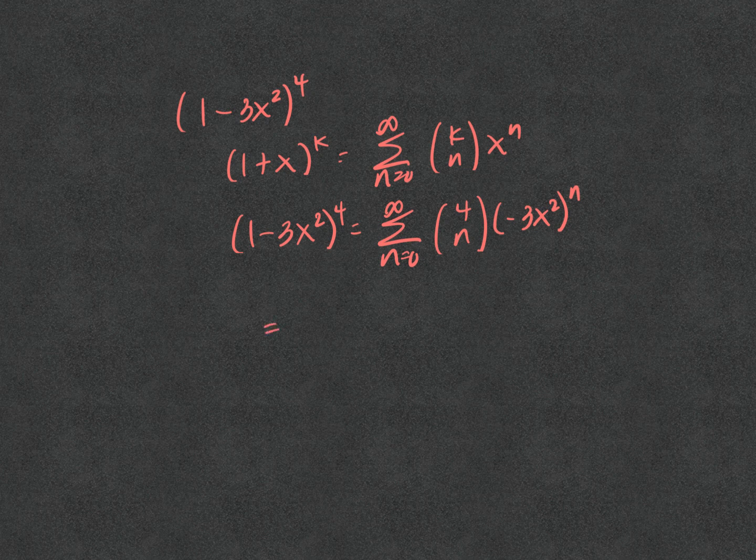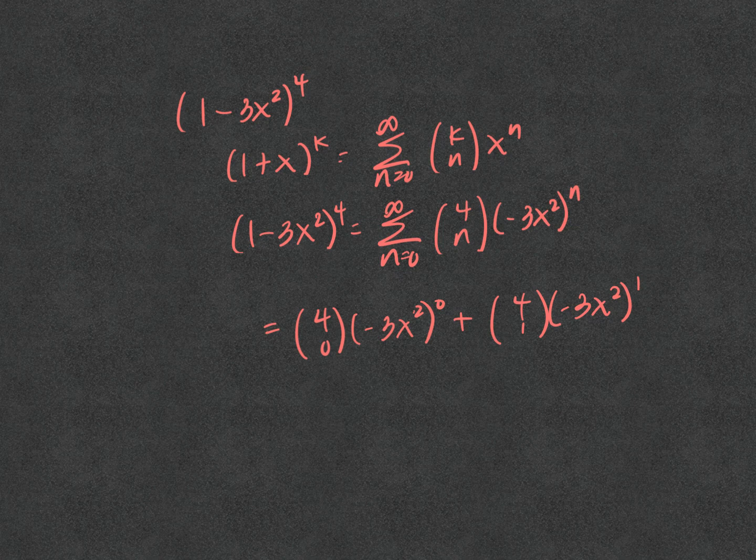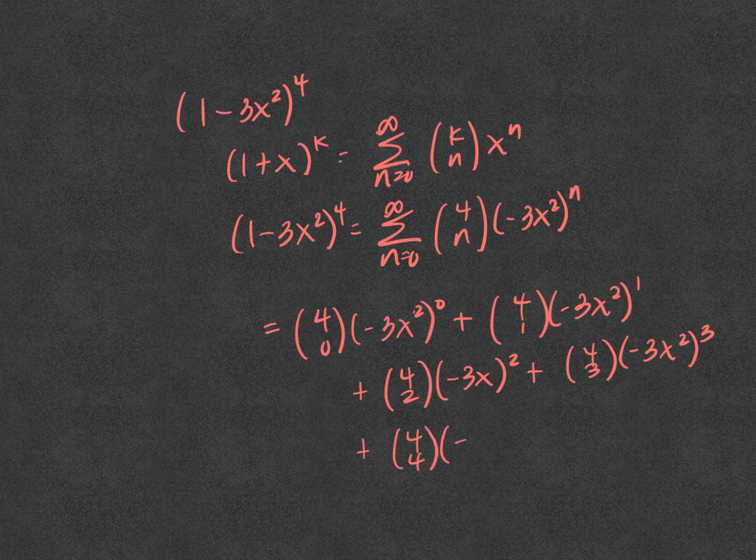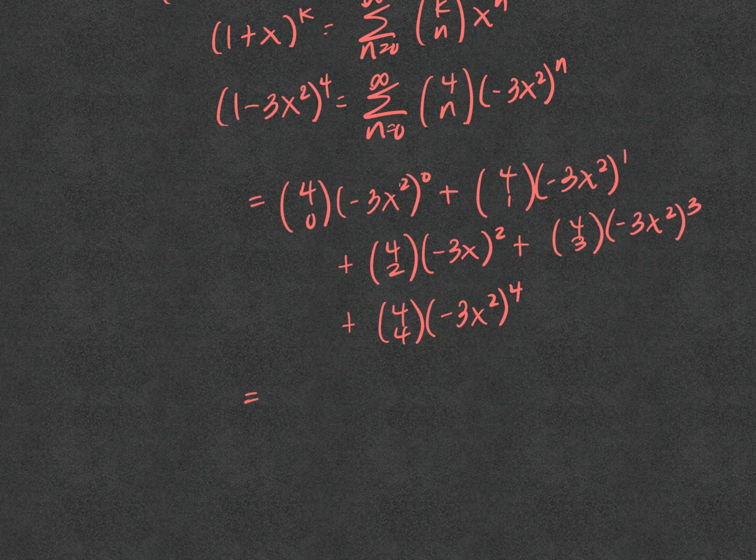So let's build this. We're going to start with 4 choose 0 when n equals 0. And then we have negative 3x squared to the 0 power, plus 4 choose 1, negative 3x squared to the first power, plus 4 choose 2, negative 3x squared to the second power, plus 4 choose 3, negative 3x squared to the third power, plus 4 choose 4, negative 3x squared to the fourth power. Got carried away.